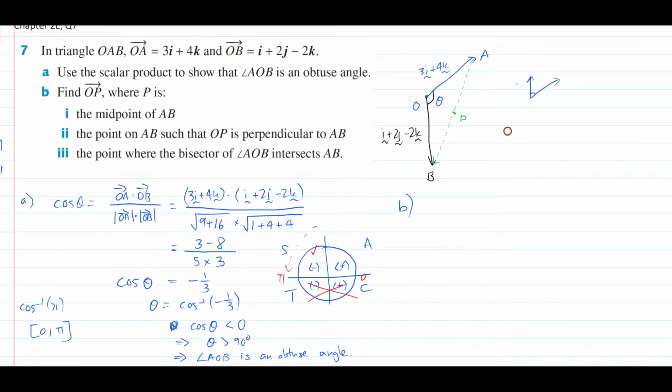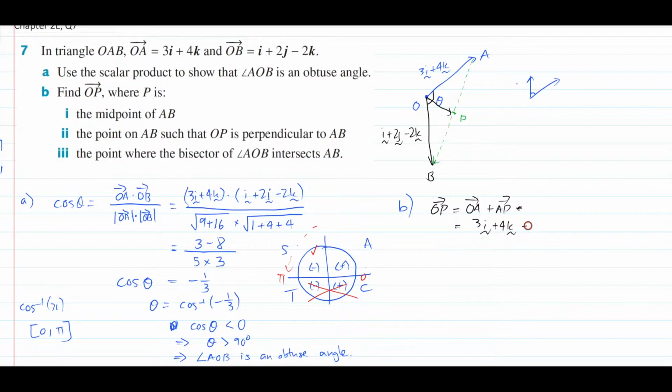Okay, how would you go about that? Well, they literally just asked us find OP, so we'll just write that down. OP, how do you go from O to P? So how would you go there? If you want to go from O to P, then you go O to A and then A to P. So taking a detour, O to A plus A to P. We know that OA, in this scenario, let's have a look here. Actually, I'll write it down here. OA is 3i plus 4k, right?